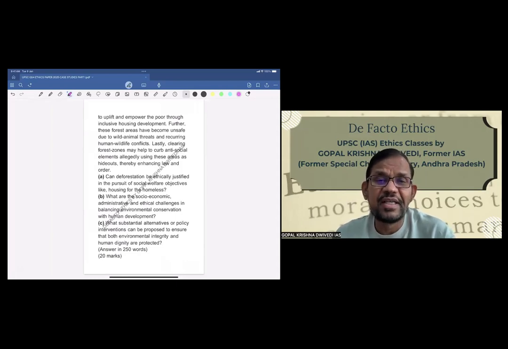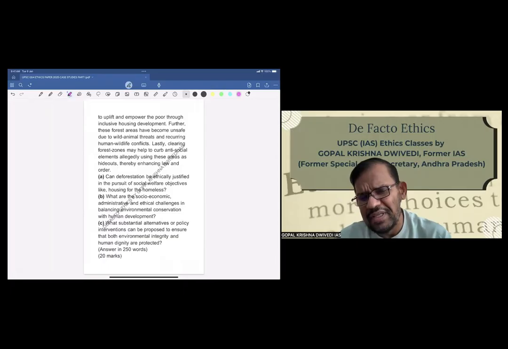Further, these forest areas have become unsafe due to wild animal threats and recurring human-wildlife conflicts. Lastly, clearing forest zones may help to curb antisocial elements allegedly using these areas as hideouts, thereby enhancing law and order.